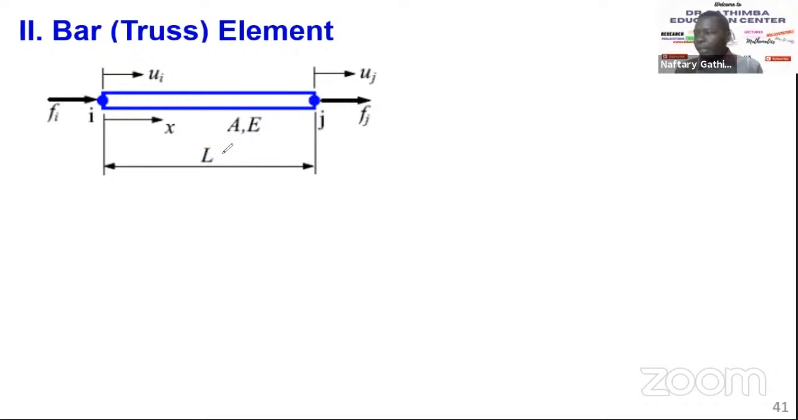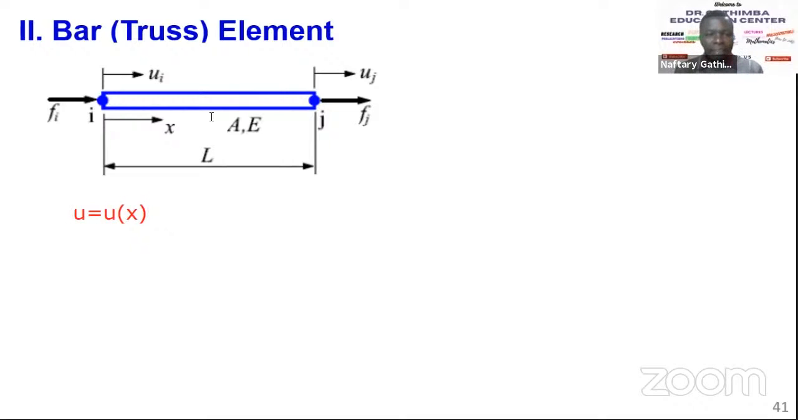So with this, we have defined the length, cross-sectional area, and elastic modulus. We have defined the displacement U. Of course, U is equal to U(x). So the displacement U varies. By putting x here, it means the displacement will vary along the length of the bar.